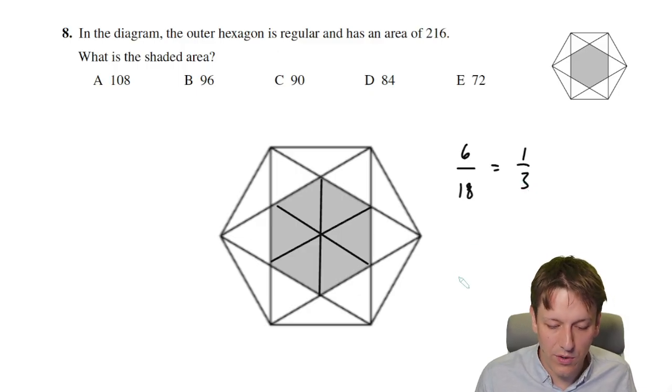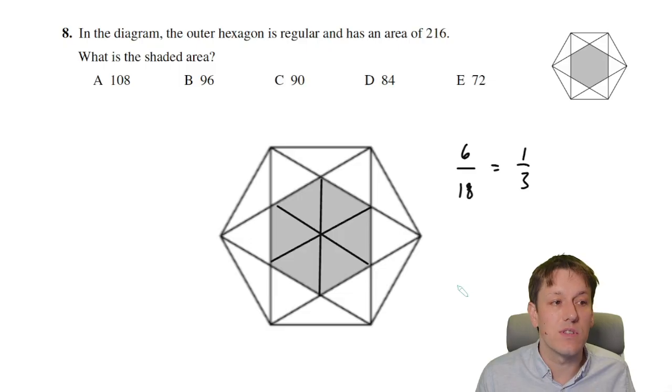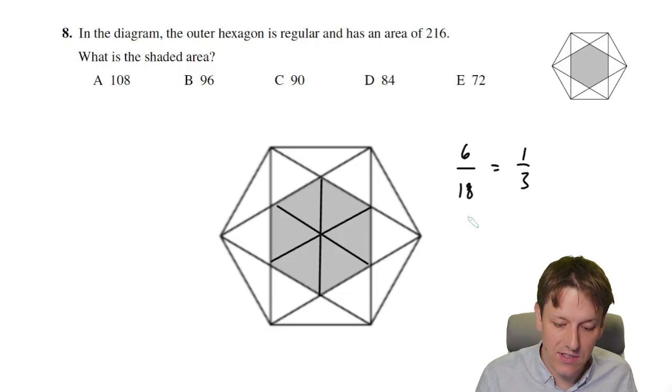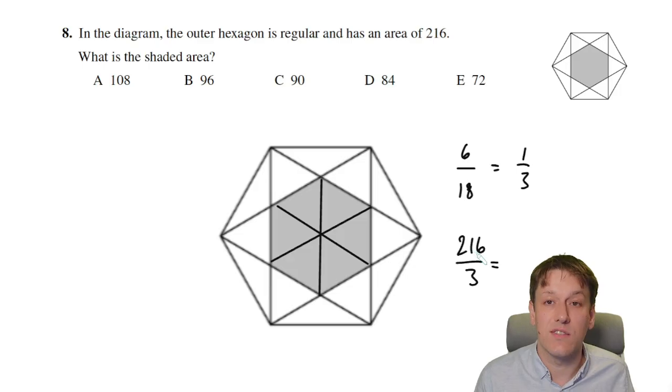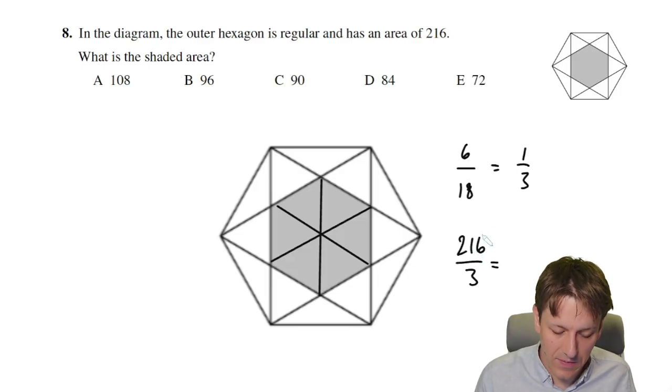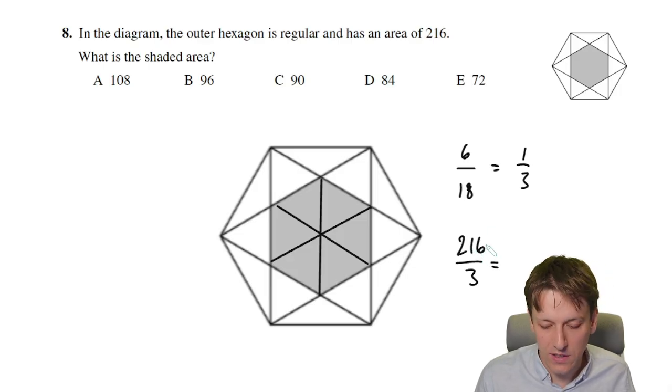So 1/3 of 216 is 72. You can just do the division there. 216, of course, is 6 cubed as well.